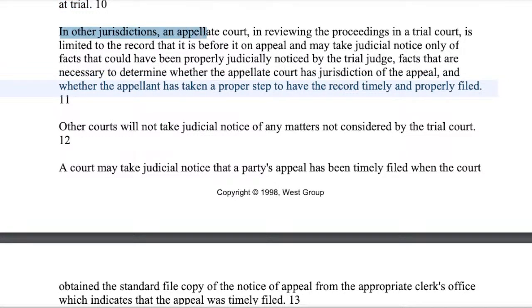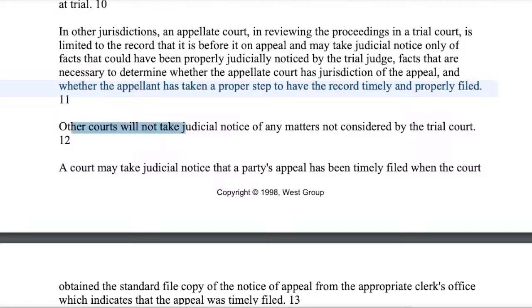In other jurisdictions, an appellate court, in reviewing the proceedings in a trial court, is limited to the record that is before it on appeal, and may take judicial notice only of facts that could have been properly judicially noticed by the trial judge, facts that are necessary to determine whether the appellate court has jurisdiction of the appeal and whether the appellant has taken a proper step to have the record timely and properly filed.